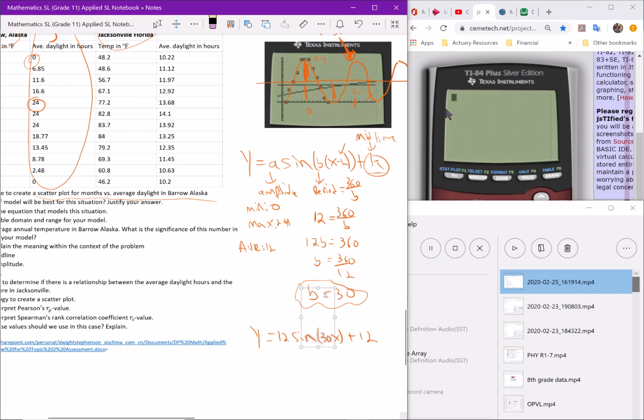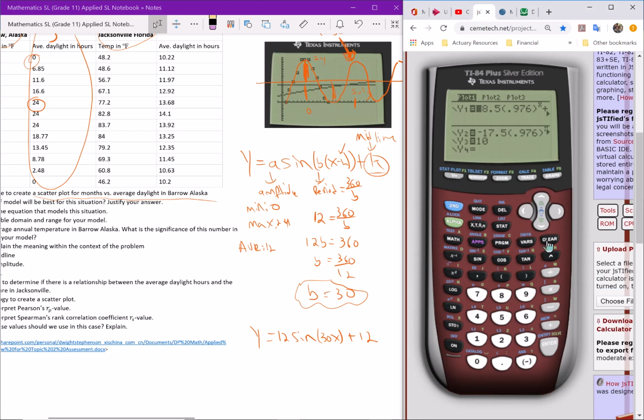Let's just try that real quick. Let's clear away all these other functions that I had in there from the last problem, and let's try 12 sine 30x plus 12. And there's one thing I need to do. I need to go to mode. I need to put my calculator in degrees. And then I'm going to graph, and you can see that it's really close, but it's off a little bit.